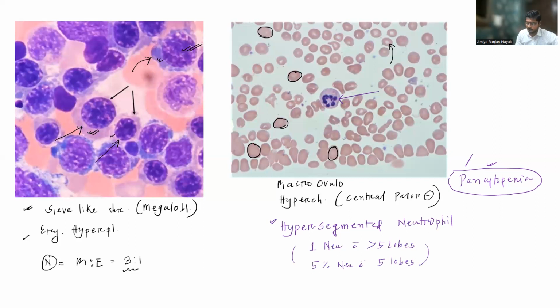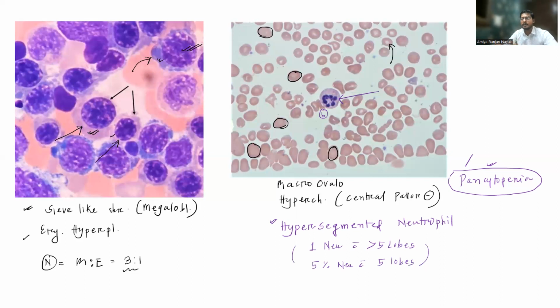So this is the definition for a significant hypersegmented neutrophil. At least you should get one neutrophil with more than 5 lobes, or 5% of neutrophils with 5 lobes. In this case, you can see 1, 2, 3, 4, 5, 6. So this is 6 lobes, which is definitely a significant hypersegmented neutrophil. These are the common peripheral smear findings that you are going to get in patients with megaloblastic anemia.